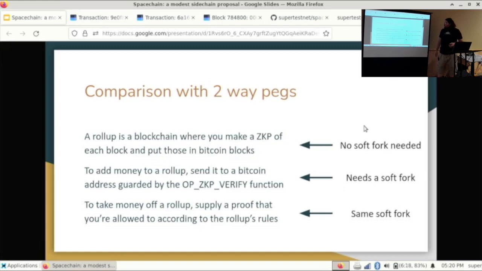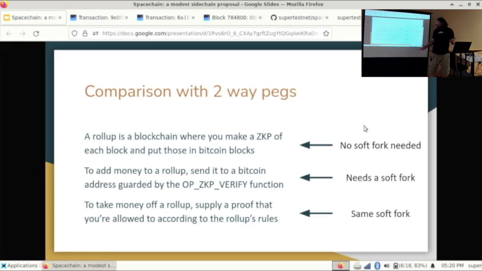And then the last thing I want to compare them to is rollups. A rollup is similar. It's actually quite similar to a drivechain, in my opinion. But instead of making a hash of each block, you make a zero-knowledge proof of all of its contents, and you put that little proof in Bitcoin. It's usually like a small file. I think it's like 64 kilobytes.